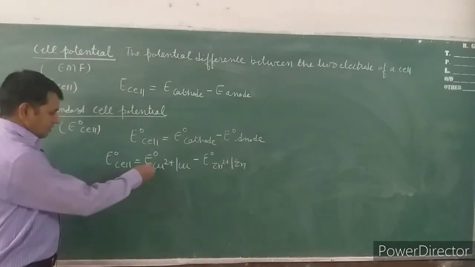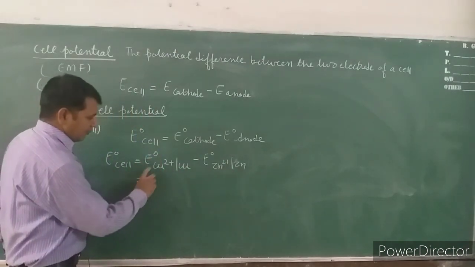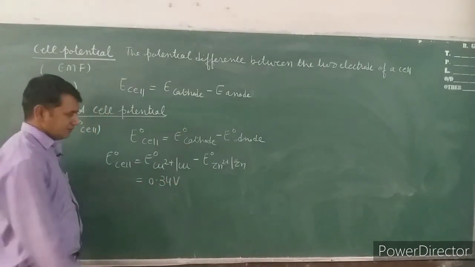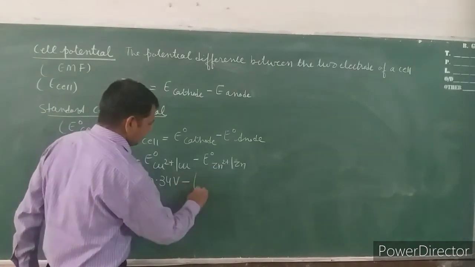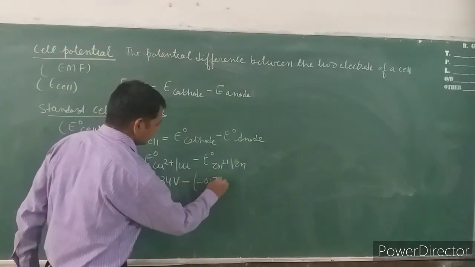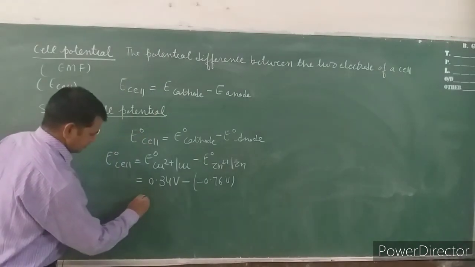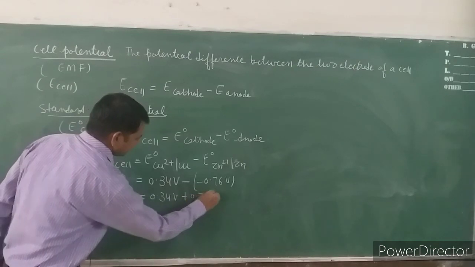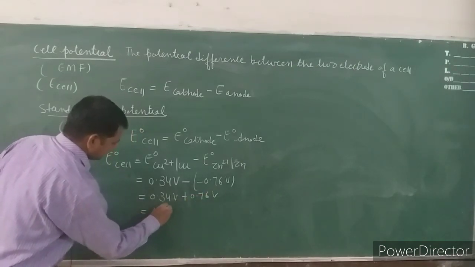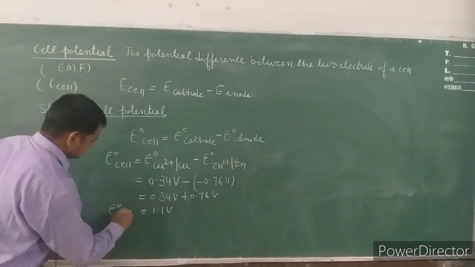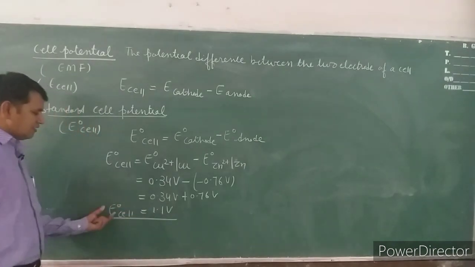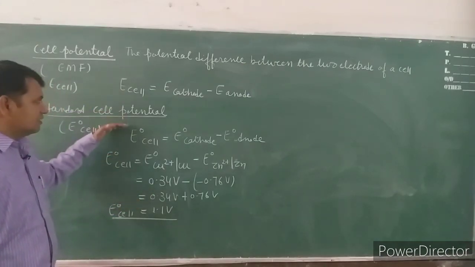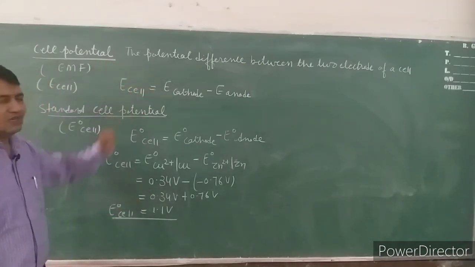So the standard value of copper electrode comes 0.34 volt, and the standard reduction potential of zinc is minus 0.76 volt. So again this is 0.34 volt plus 0.76 volt. After doing the solution, the E standard cell for Daniell cell comes 1.1 volt. So in this manner we can calculate standard cell potential as well as cell potential.